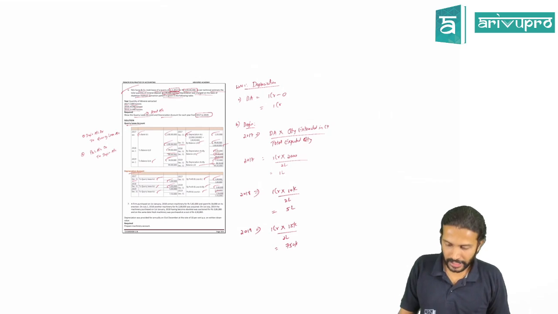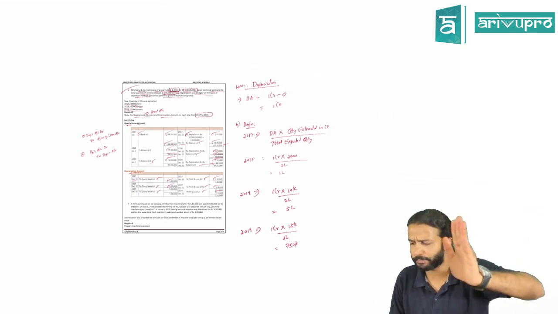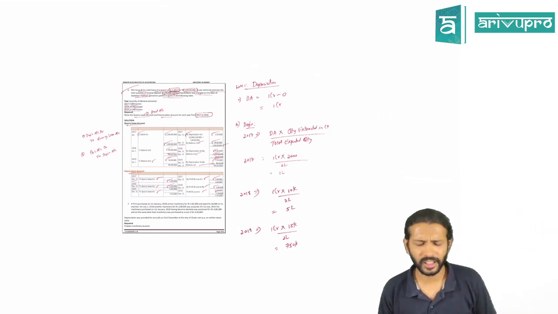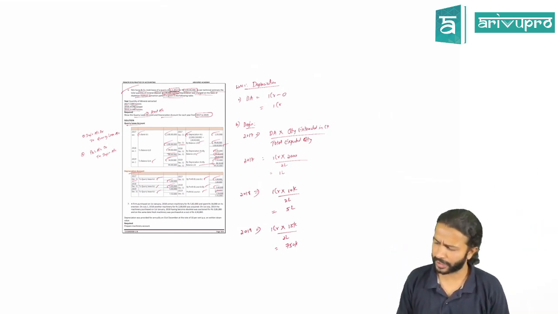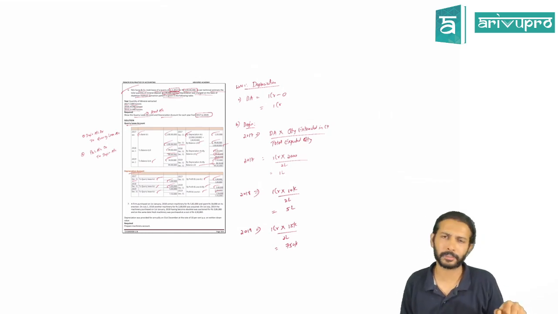Done? Yes, sir. So with this, all the methods of calculating depreciation we have done. Okay. Then we will see there are a few more types of problems. We will take a break for about 20 minutes now. Then we will see the next type of problem in this particular topic. Thank you.